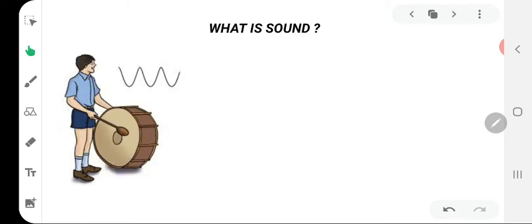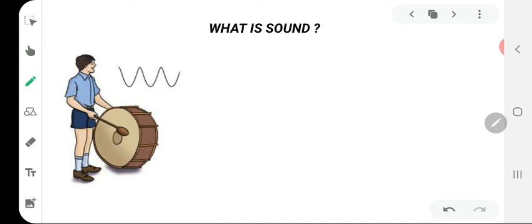Let's begin today's topic by answering a question. What is sound? You have studied about different forms of energy. Sound is also a form of energy. But how to differentiate between any other form of energy and sound?